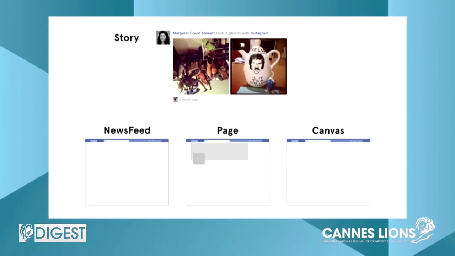It's a different medium. And what we encourage people to do, because when we see people doing this, we see them be successful, is not to think about any of these things. Do not think about the Canvas first, maybe later. Don't think about the page first. Don't even think about newsfeed first. Think about the story first. Design the story first. Because that is what most people are going to experience.